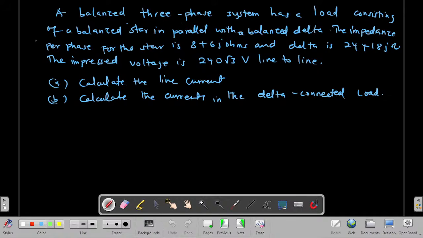In this problem, it says a balanced three-phase system has a load consisting of a balanced star in parallel with a balanced delta. The impedance per phase for the star is 8 plus 6j ohms, and for the delta is 24 plus 18j ohms. The impressed voltage is 240 root 3 volts line to line. A, calculate the line current, and B, calculate the current in the delta connected load.